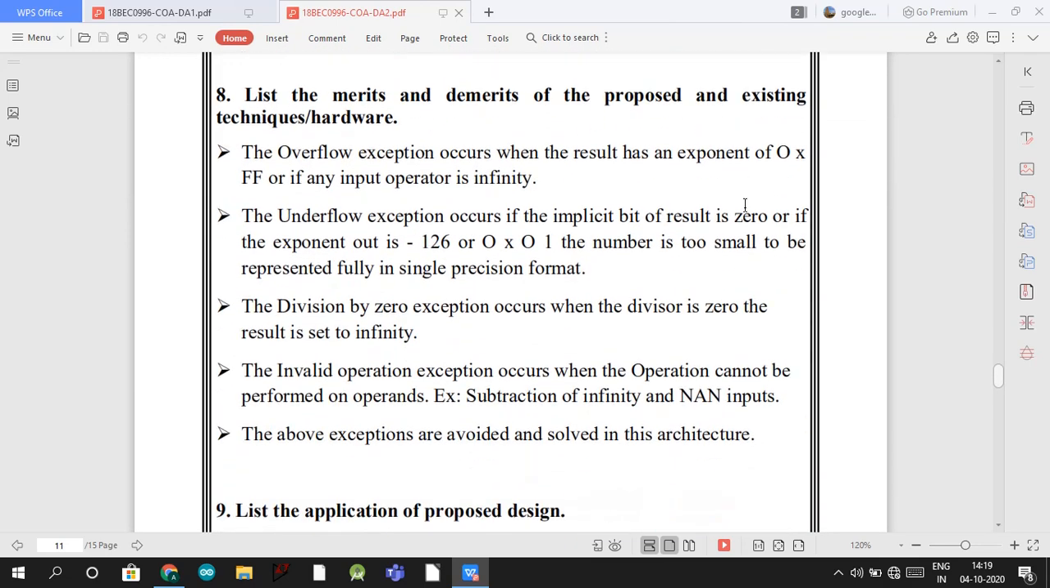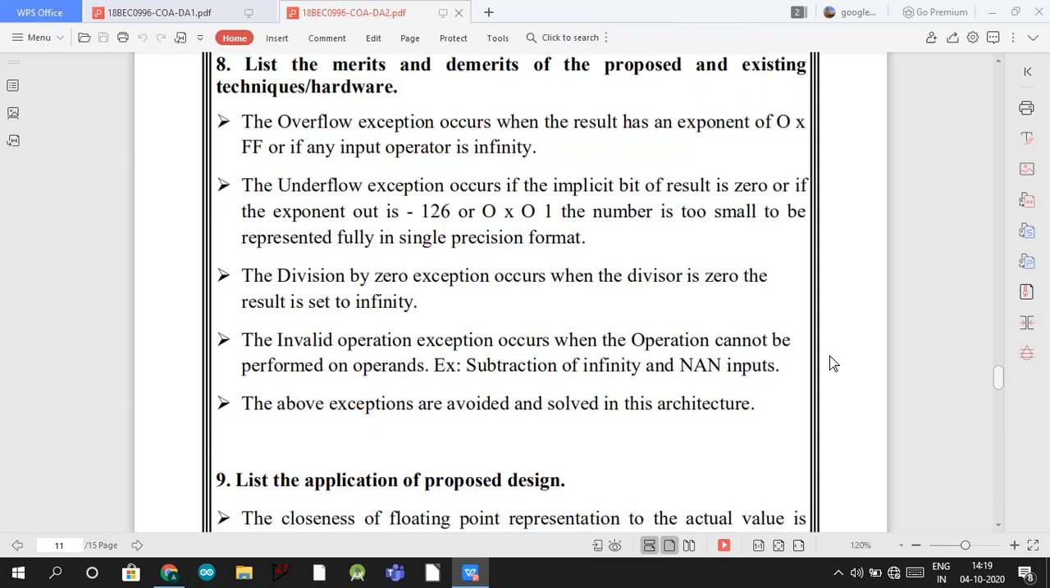They asked to list the merits and demerits of the proposed and existing techniques. Here I listed the merits and demerits of the proposed and existing techniques. If I consider here, these are the merits. If you go into the demerits, the invalid operation exception happens, and some other exceptions happen. I already said this is the demerits of these existing techniques, proposed techniques. Some merits are also there.